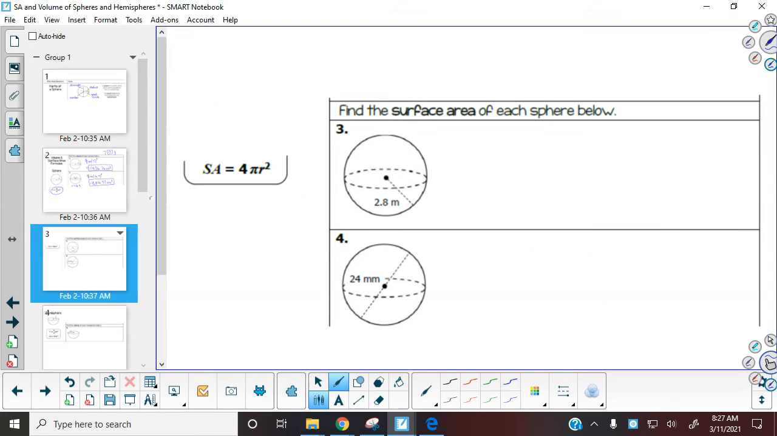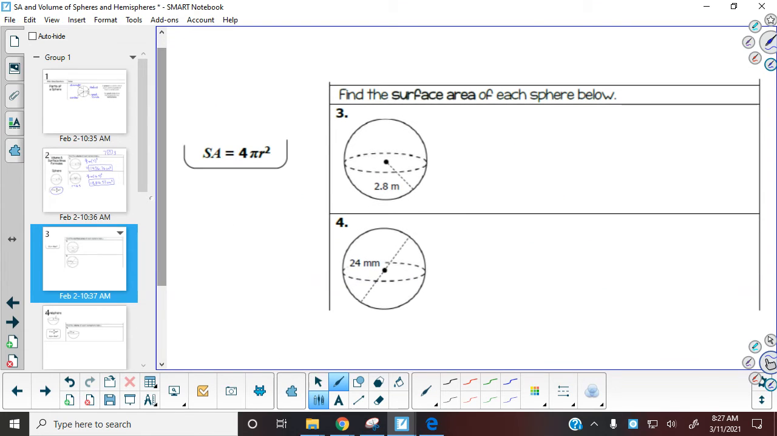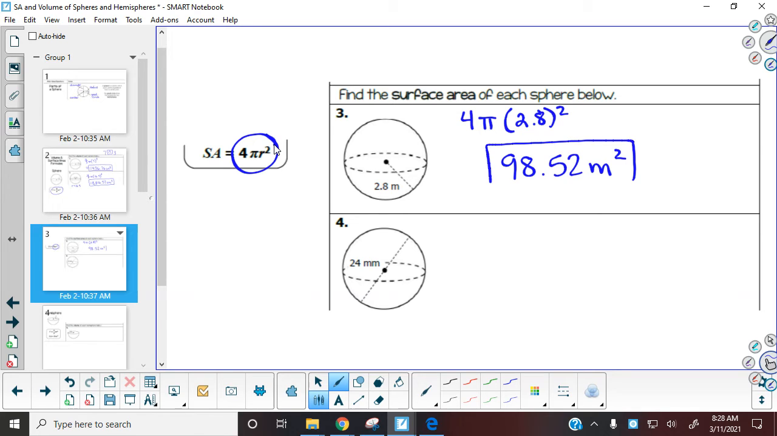All right. Now, if you look at surface area, it is slightly different. It is 4 pi r squared. All right, 4 pi r squared. So if you think about the area of a circle, it's actually 4 of those areas that cover the outside of the sphere. So what you're doing, 4 pi, plugging the radius in, and solving. So 4 pi times 2.8 squared gives us a value of 98.52 square meters. So go ahead and try out number 4 for us.